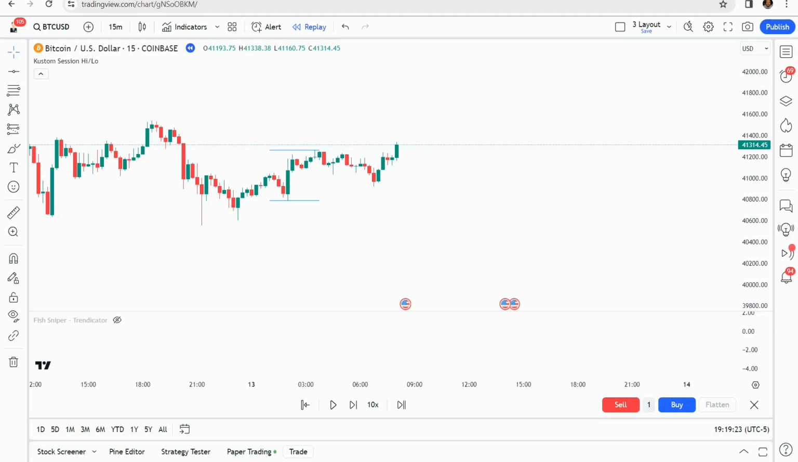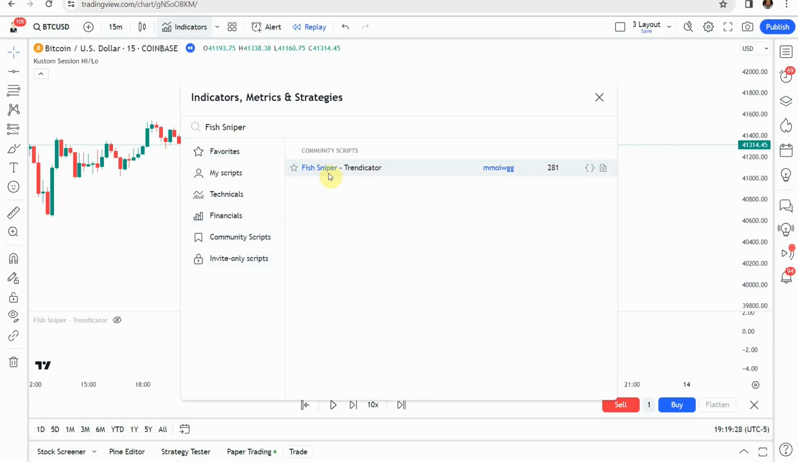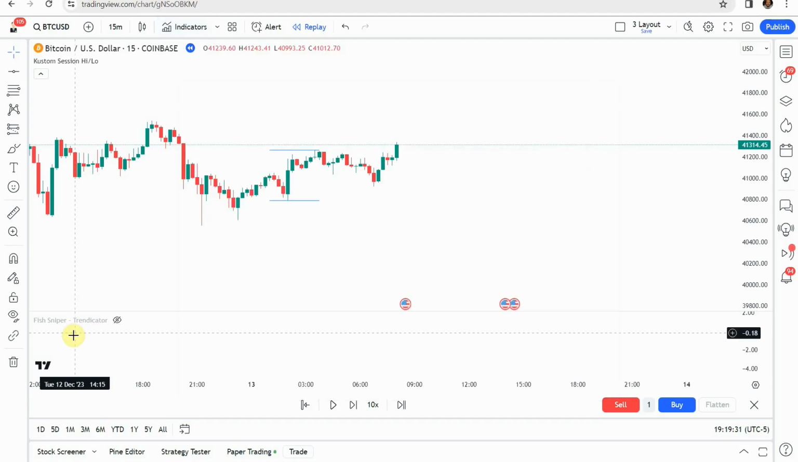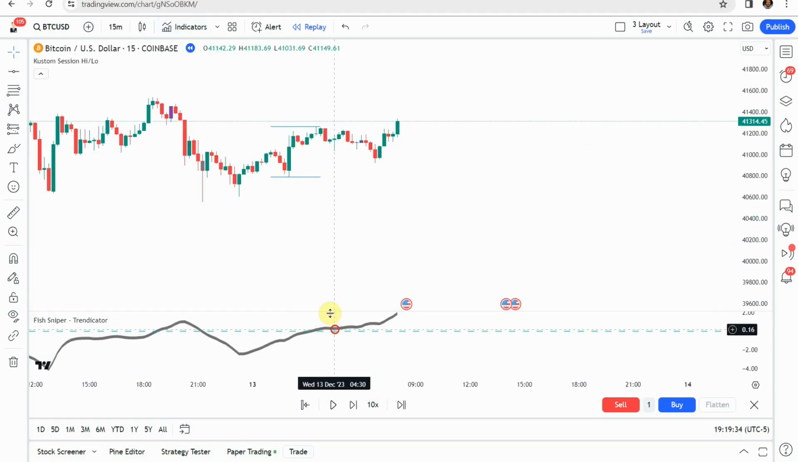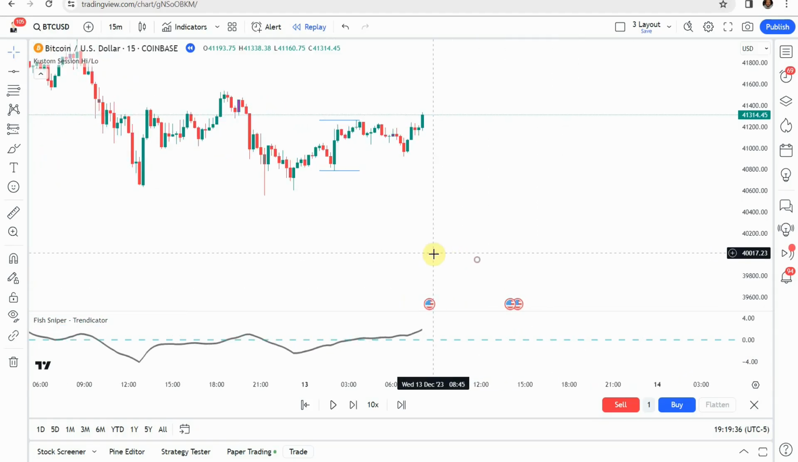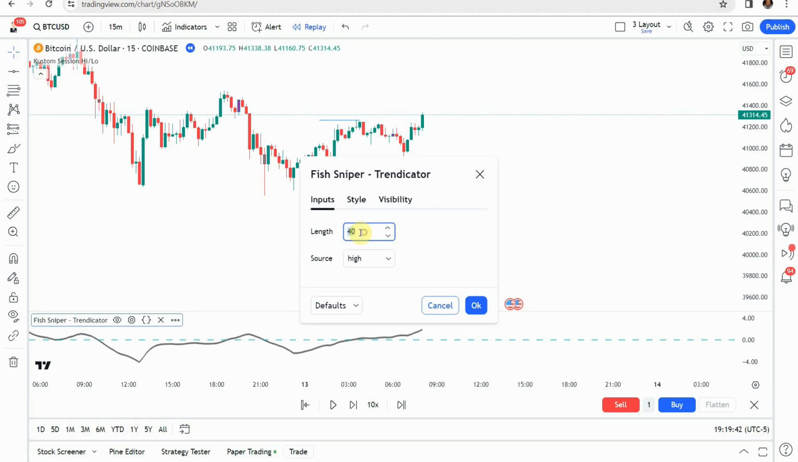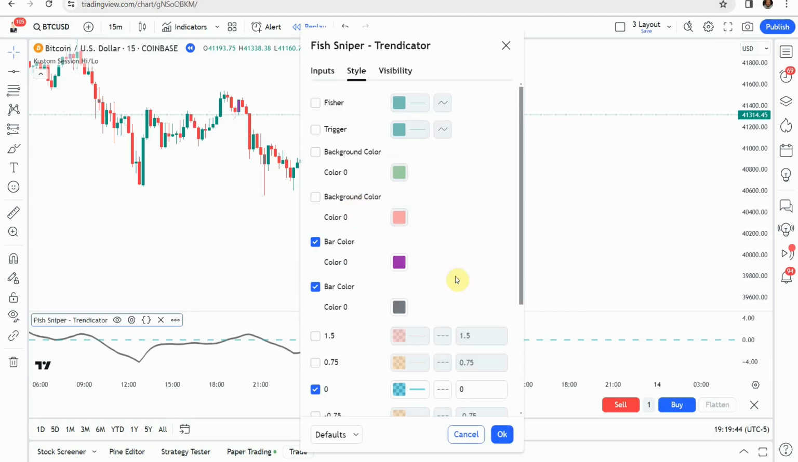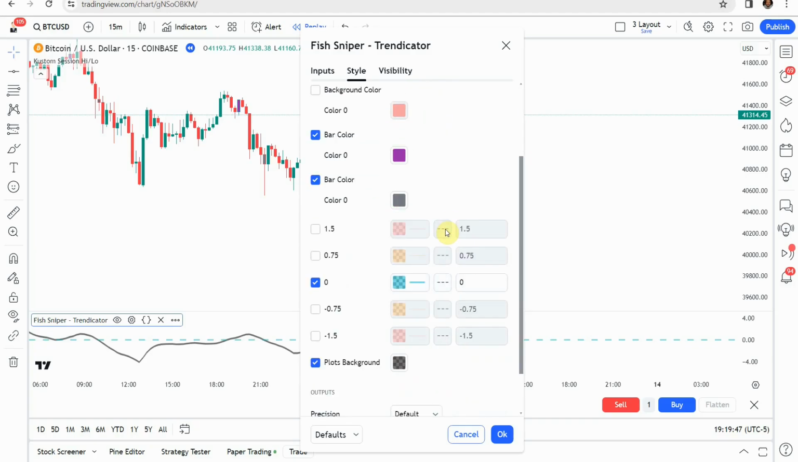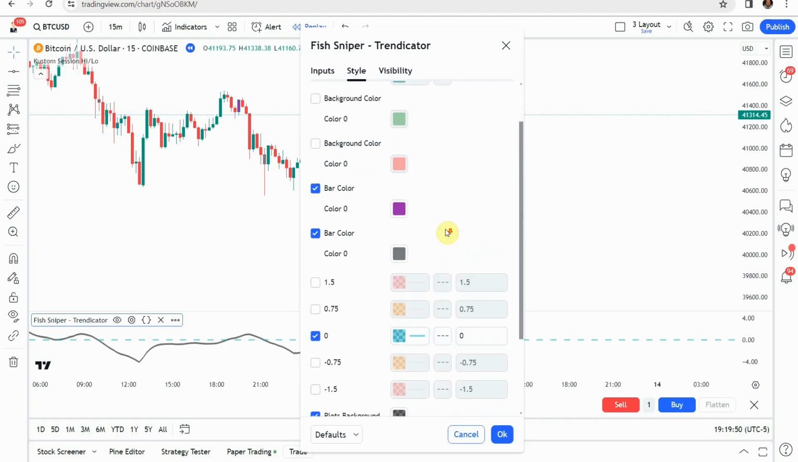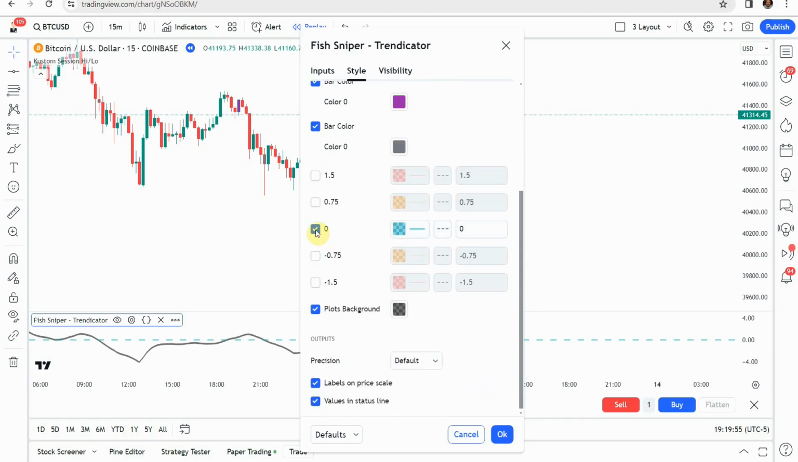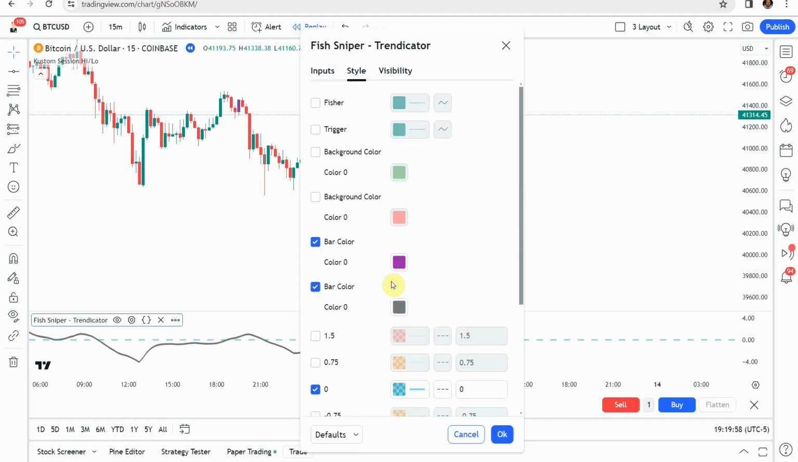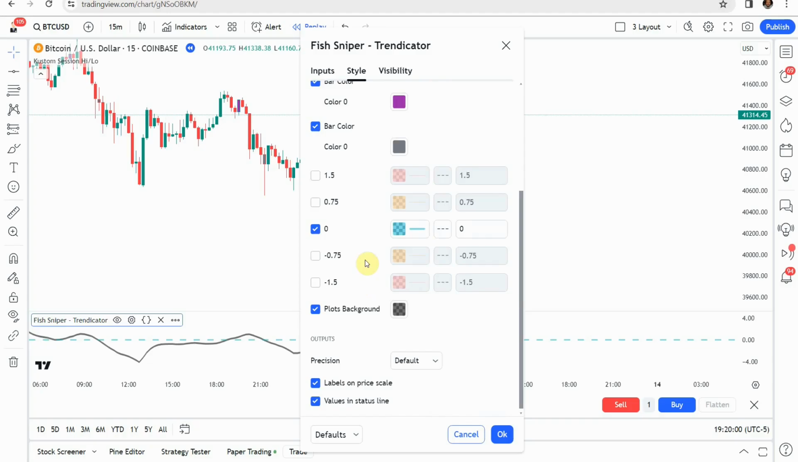The next indicator we will add to the screen is going to be the fish sniper indicator, this one right here, the trend indicator, and it will look like this right here, similar to anyways. What we'll do is go ahead and jump into the settings on this one. And so on the length, you're going to change that to 40. And under the style, you're going to turn off everything in here except for the 2-bar color right here and the 0 right here and the plots background right there. Like I said, everything else you'll turn off.